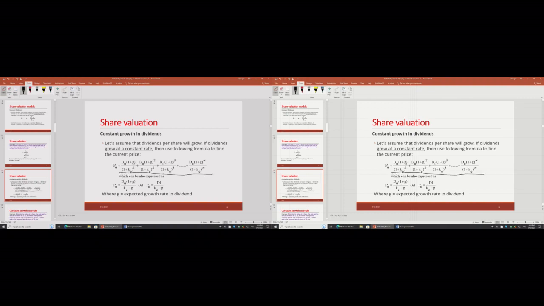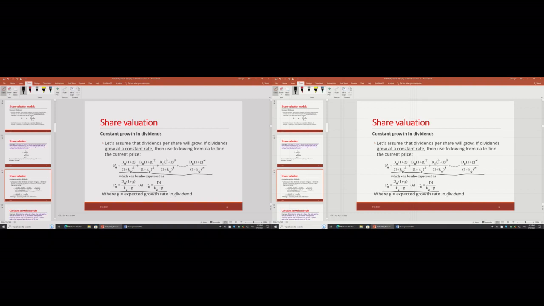So G is the growth rate. D0 is the dividend that has just been paid, and K is the cost of capital. We can simplify this long expression into the following simple one. You don't need to know how to derive that.